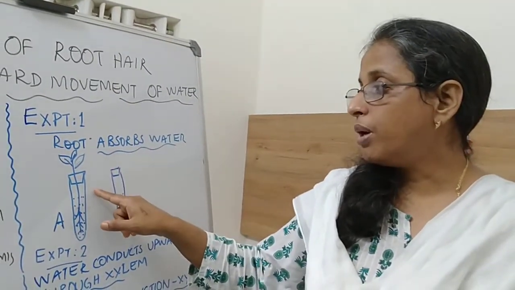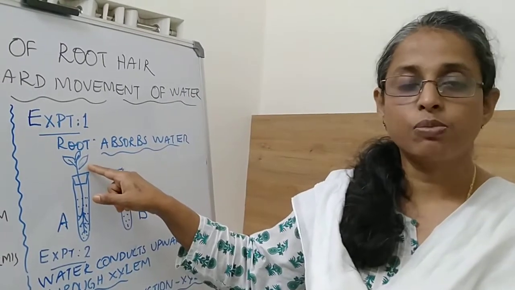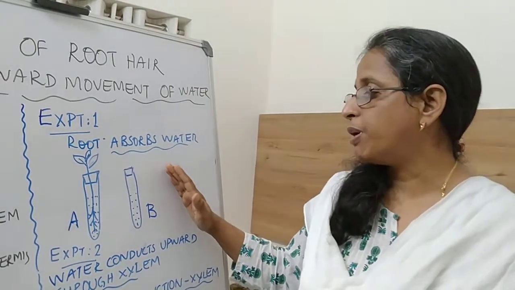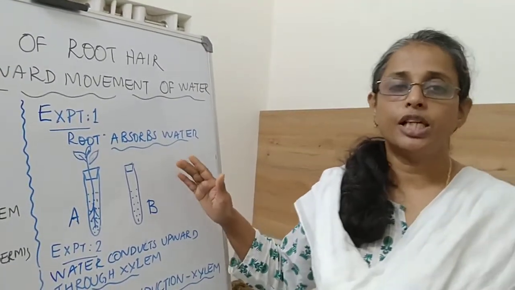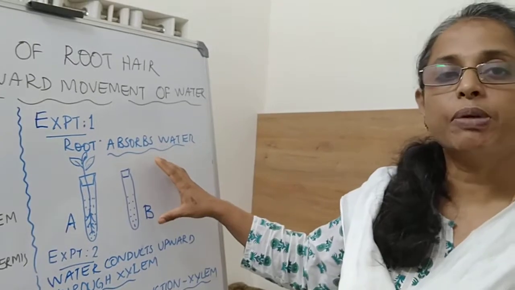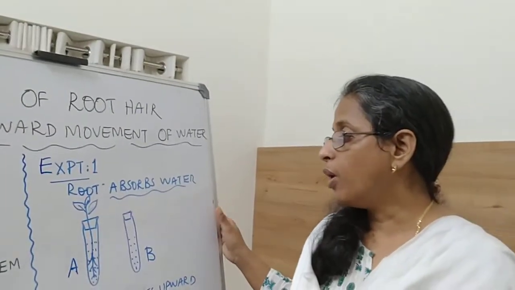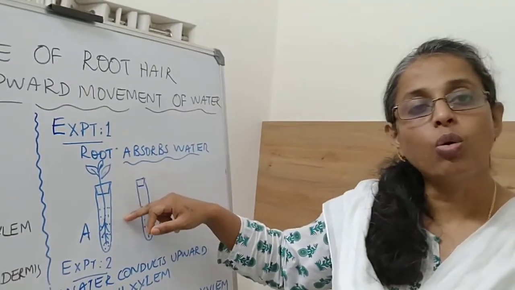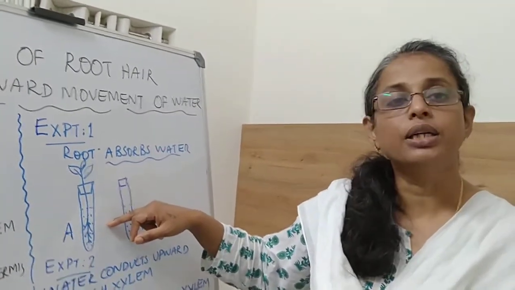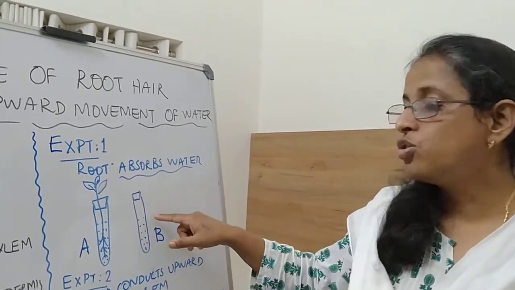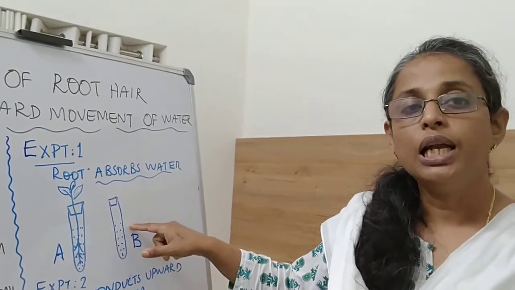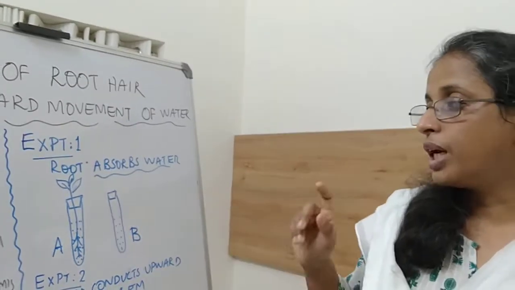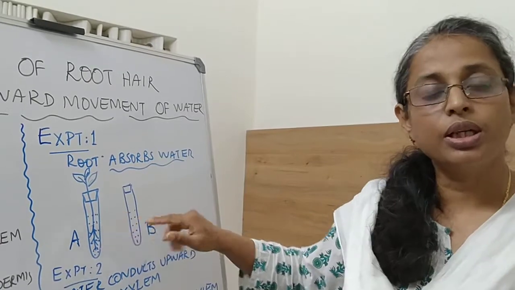Now, in test tube A, you place a small herbaceous plant, and you keep this experiment set up for some time. You can keep it in a test tube stand. After some time you can observe that the level of water goes down in the case of test tube A, whereas there is no change in the level of water in the case of test tube B. Why is it so? The reason is root is absorbing water; here there is no root.